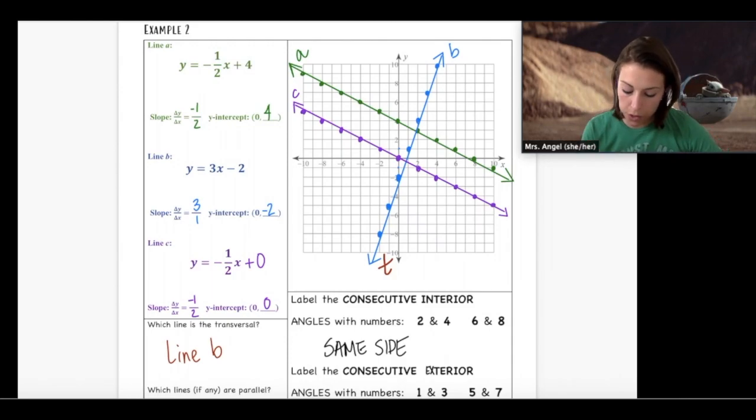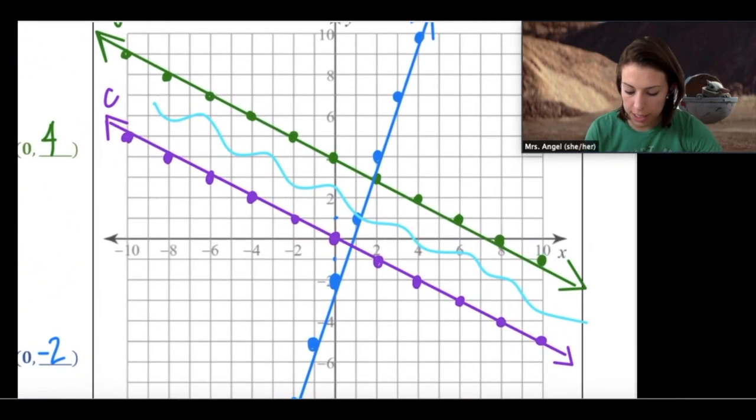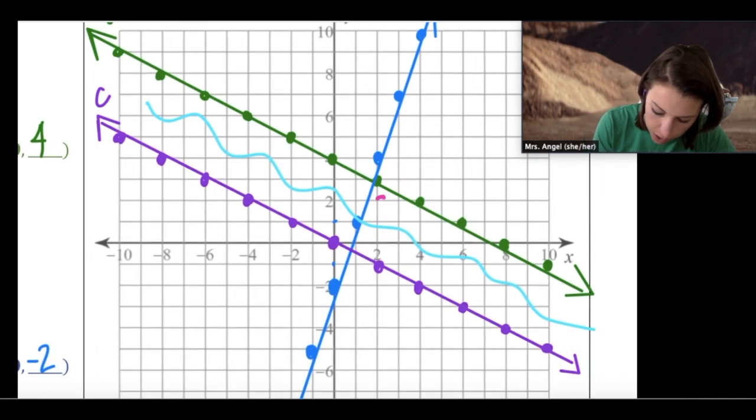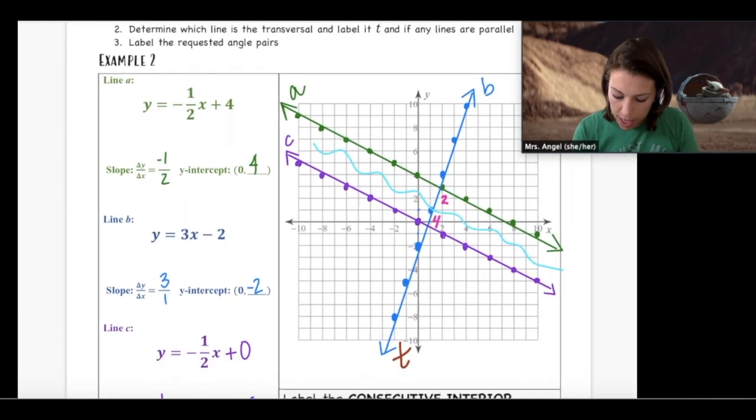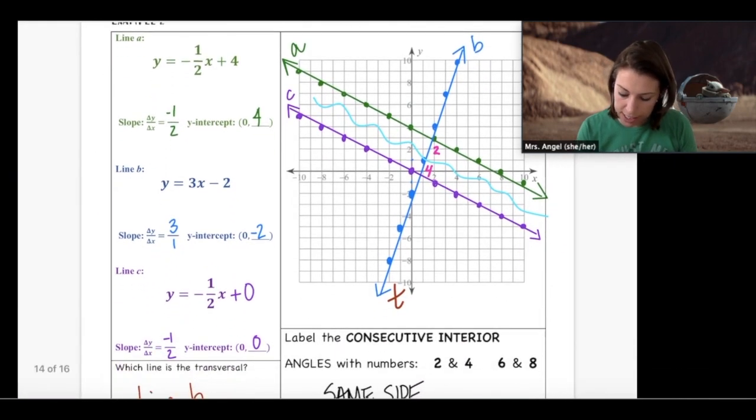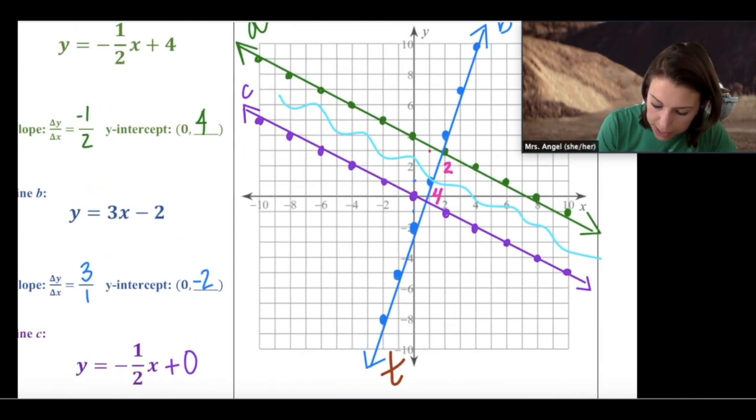So here we go. First, looking at the interior in the river, labeling 2 and 4. So I'm going to zoom in here, and let's say I decide to label this 2. That would be 4. Okay, the other pair of consecutive interior angles would be on the opposite side. So 6, and then I would label that 8.